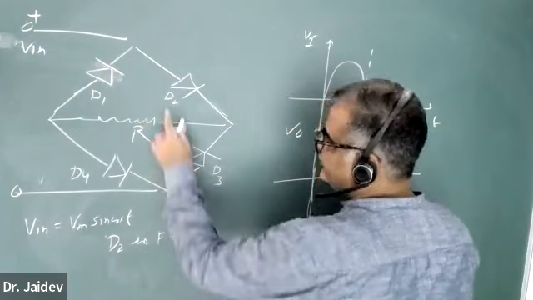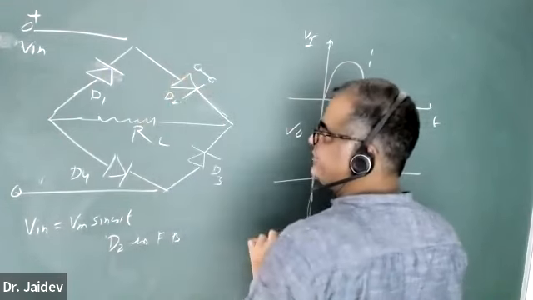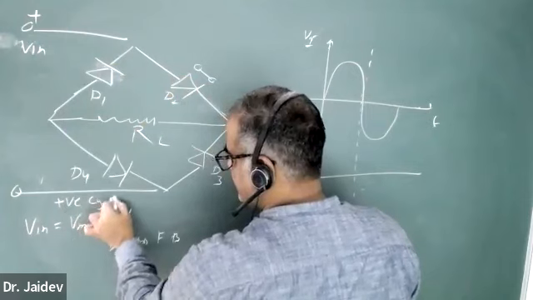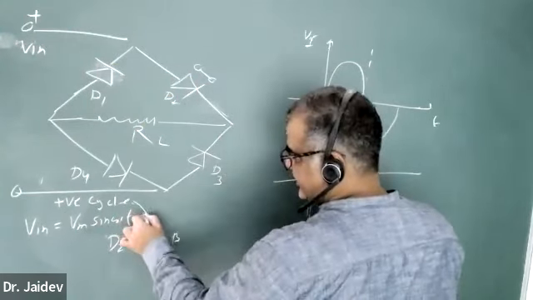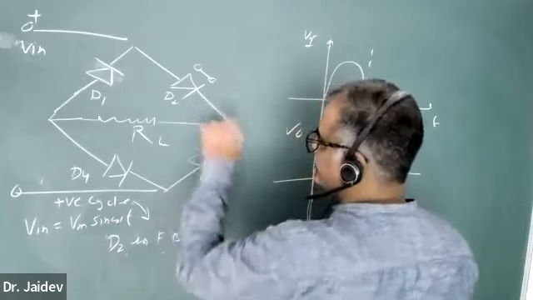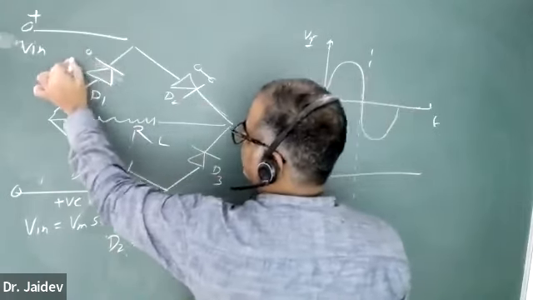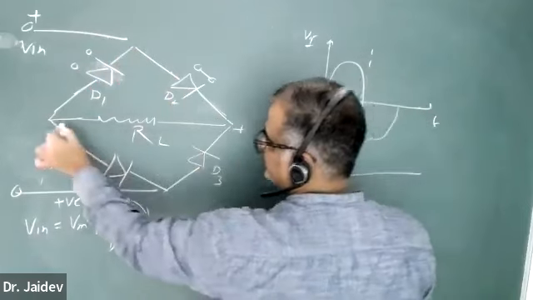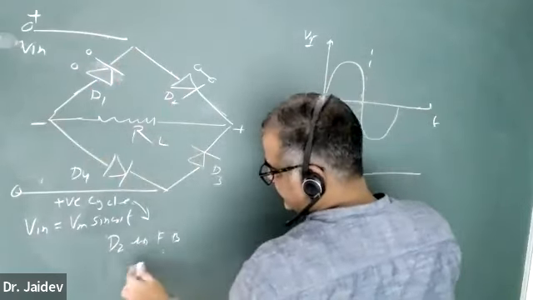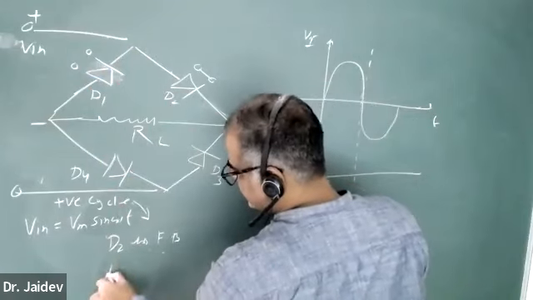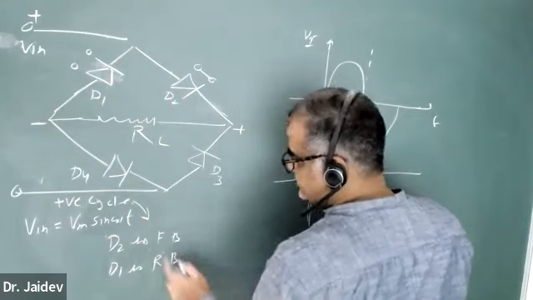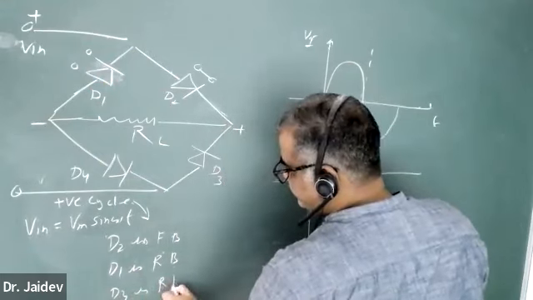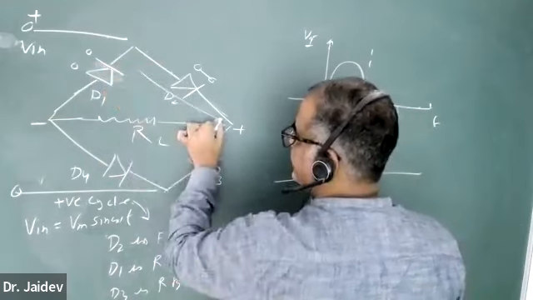So D2 I can make a short circuit. For the positive cycle, D2 is forward biased and I can replace it by a short circuit. Then this one is reverse biased, so I can make it open. Current is coming through this one. This terminal is positive, this terminal is negative. D2 is forward biased. D1 is reverse biased, so you make it open. D3 also is reverse biased. So current comes from this side and goes here.